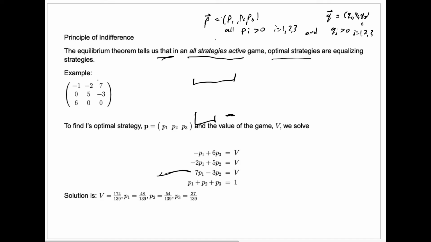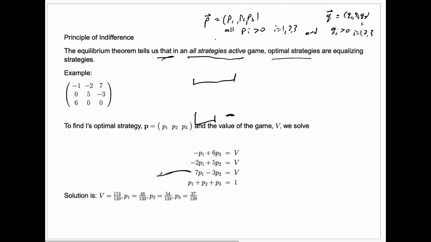One giveaway that at least we have a chance for all strategies to be active is that there's no saddle point, there's no column that's dominated by any other column or combination of columns. There's no row that's dominated by any other row or combination of rows.